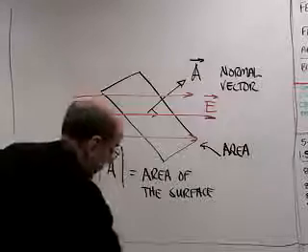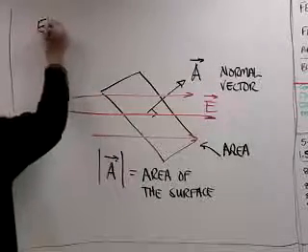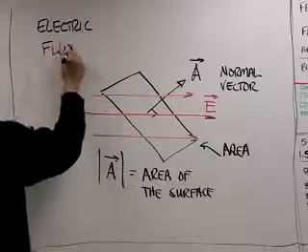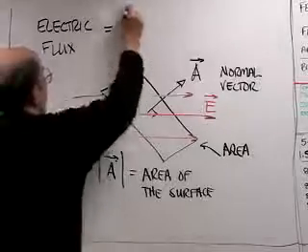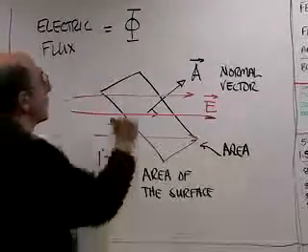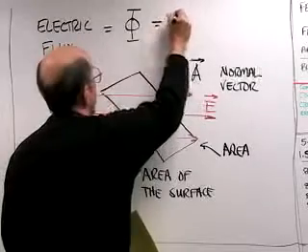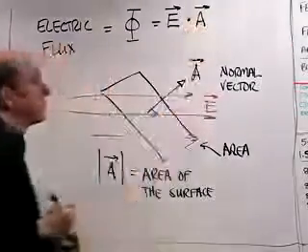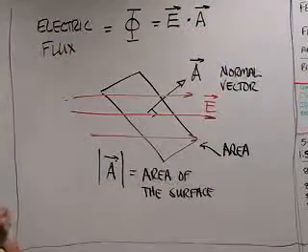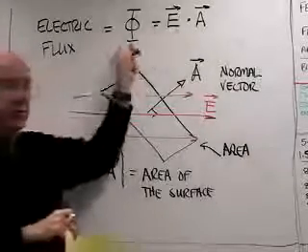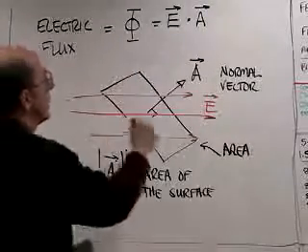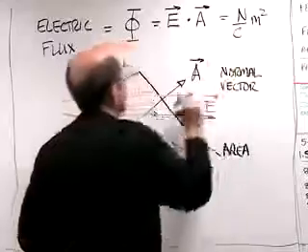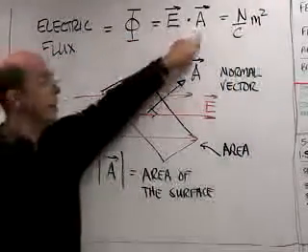First of all, we have a symbol for the electric flux. The electric flux is defined by a symbol phi, and in this simple case, the electric flux is given by E dot producted with the vector A. Okay. Now, if you remember, this dot product always produces a scalar. It's going to have units of newtons per coulomb times meters squared. Electric field is newtons per coulomb. The area is meters squared.